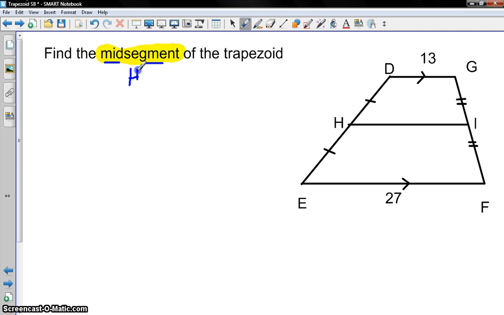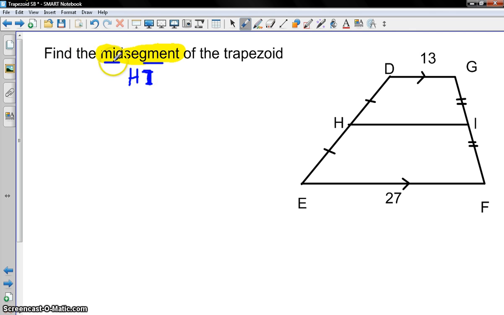So I'm going to put HI right here. That's the one that I need to find first. All right. And this is a midsegment. And the reason why I know that is because I see those marks. HD and HE are congruent and IG and IF are congruent. That tells me that HI is my midsegment.